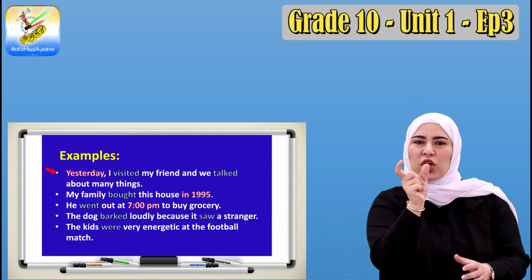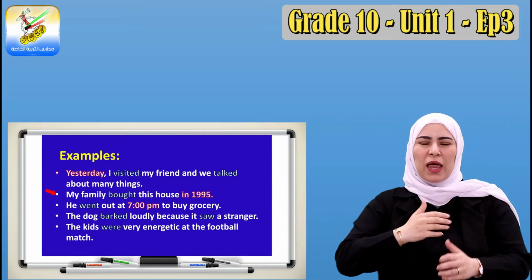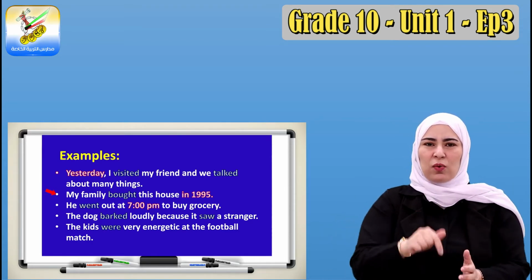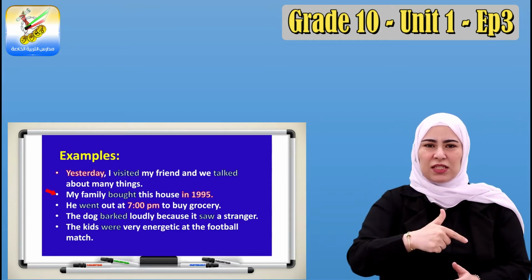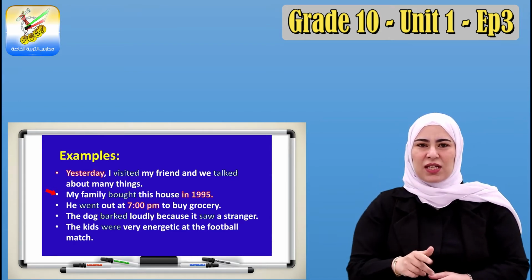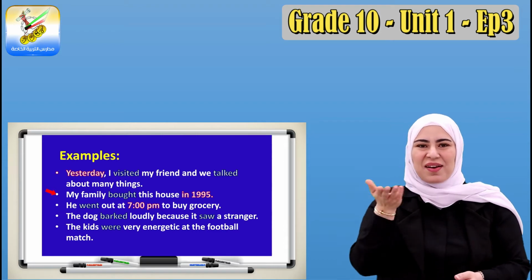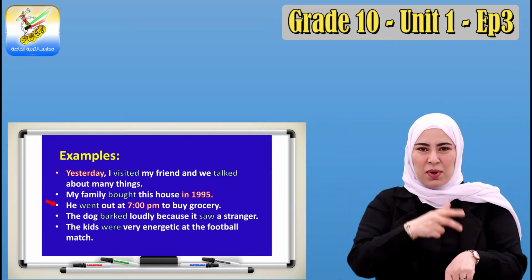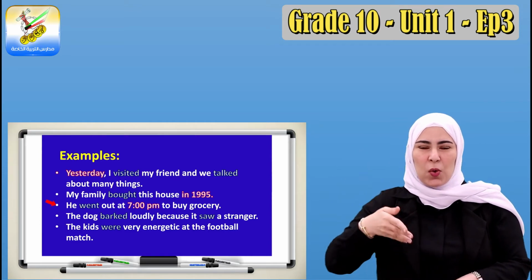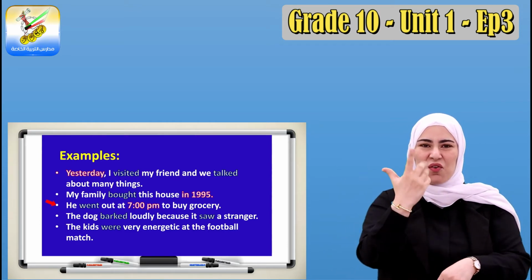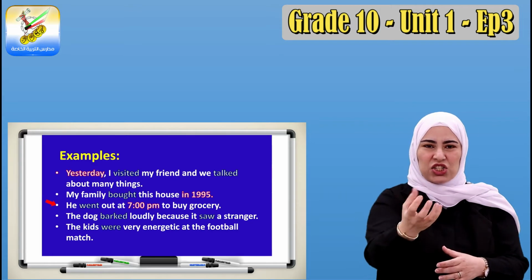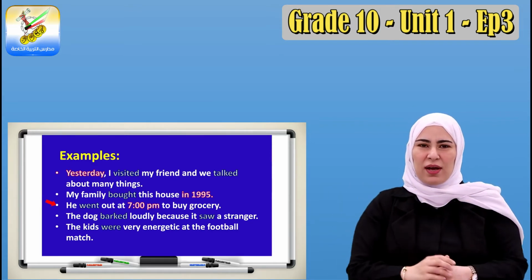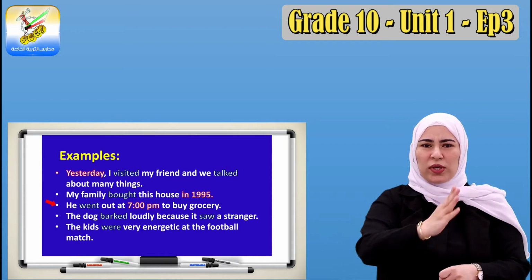Well done. My family bought this house in 1995. Now you will think, is this date in the future, the present time, or is it in the past? If it's in the past, then the sentence is in the past. He went out at 7 p.m. to buy grocery. Now we will take a look at 2 things, the verb and the time. So went tells me that this sentence is in the past.